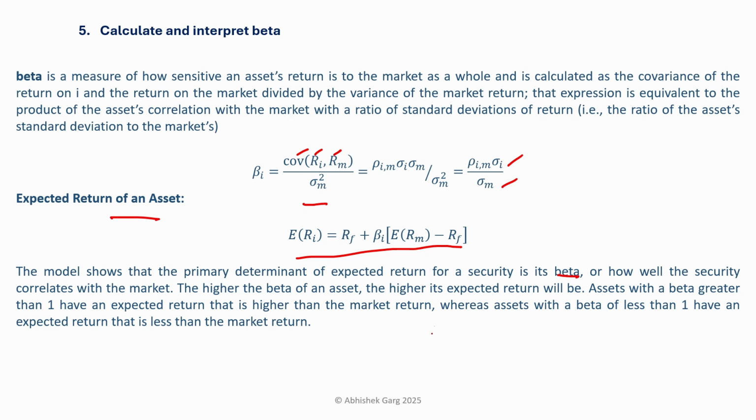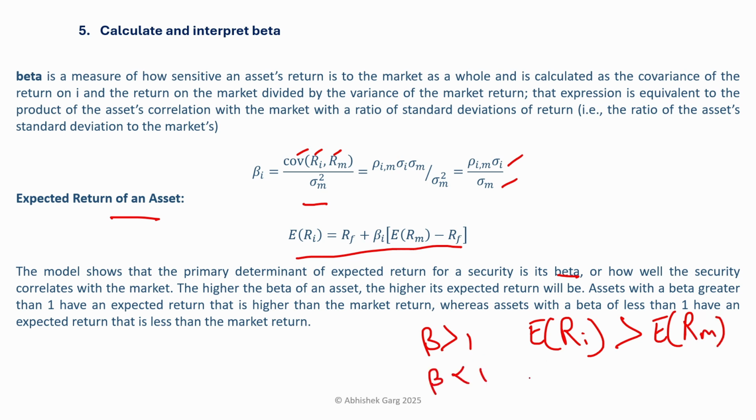So basically, if your beta is greater than 1, your expected return on asset i will be greater than the expected return on the market portfolio. But if your beta is less than 1, then the expected return on asset i will be lesser than the expected return on the market portfolio.